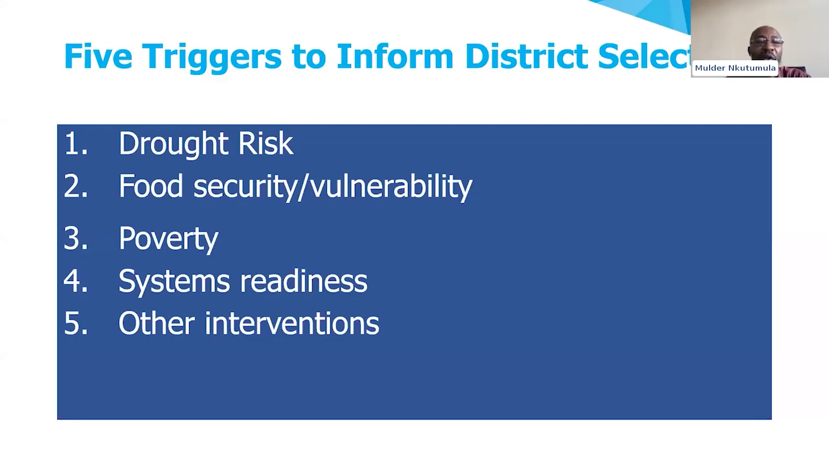If we are all in one district, at the end of the day the cake will be taken by the same people, because we're targeting the same communities. So we looked at other interventions by other stakeholders. If they were there, then we move to another district or another area. Next slide, please.